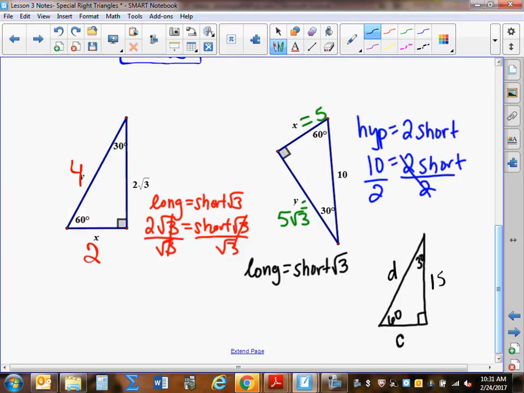So if my long leg is 15, then 15 equals C times root 3. Then solve for C by dividing by root 3. Divide by root 3. Except we can't have that radical in the denominator, so I need to multiply by root 3 on both sides. And so we end up with 15 root 3 over 3.